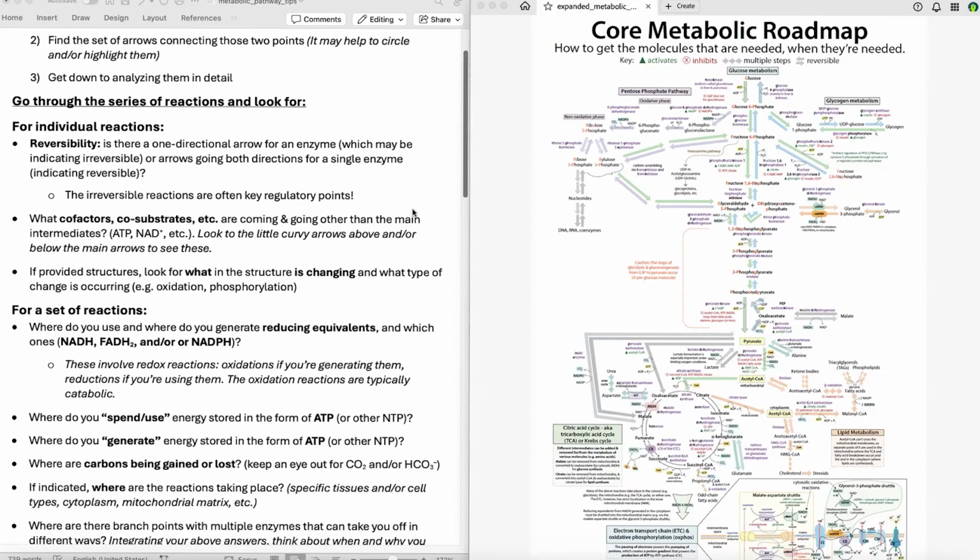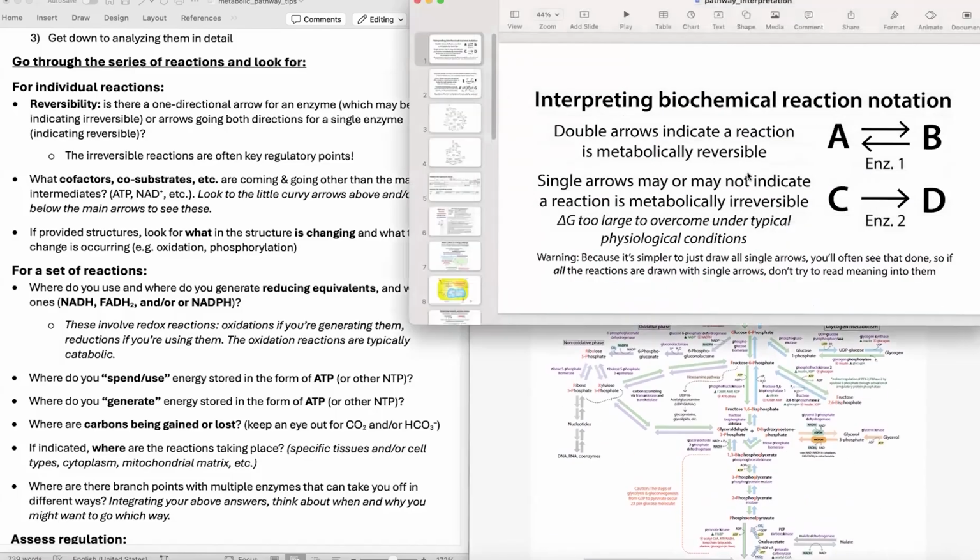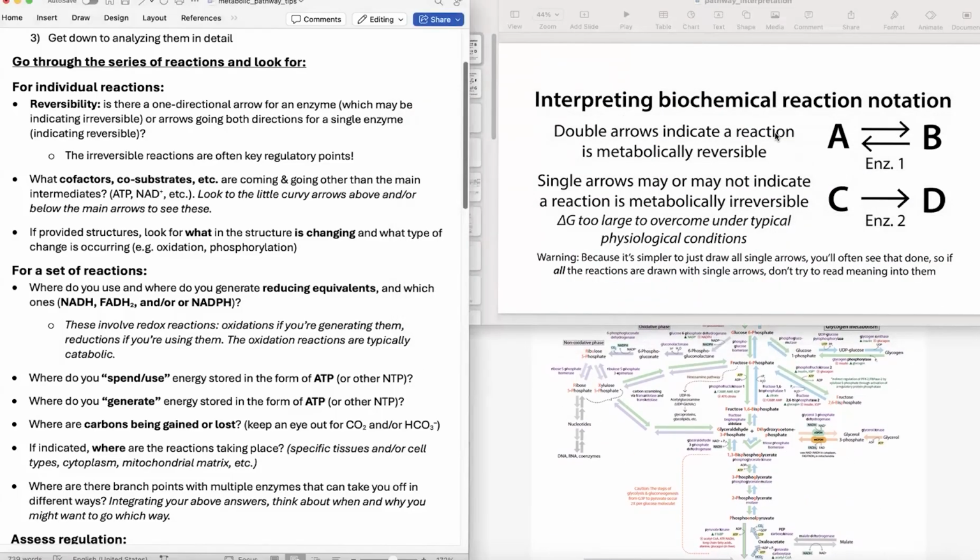And now let's get down to how we can actually go through and analyze them. Let's start by looking at a single reaction at a time. What sorts of things do we want to look for? The first is reversibility. Is there a one-directional arrow per enzyme, or are there two arrows going different directions or a bi-headed arrow? Often these double arrows indicate that a reaction is metabolically reversible. Just by changing the concentrations of the reactant and the product, or this intermediate, you can dictate which direction the reaction is going to go.